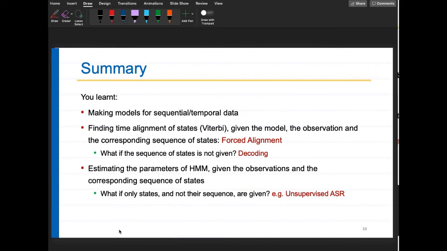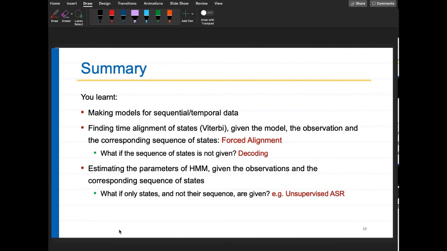Okay, so summarizing the HMM portion. So we saw making models for sequential or temporal data, finding time alignments of states. Okay, given a model, how do you find the best states? How do you find the likelihoods? For example, if I give you a speech recognition model, ASR model, and I give you a speech, I give you some sentence. Can you find the boundaries? When does each word start? When does it end? Right?